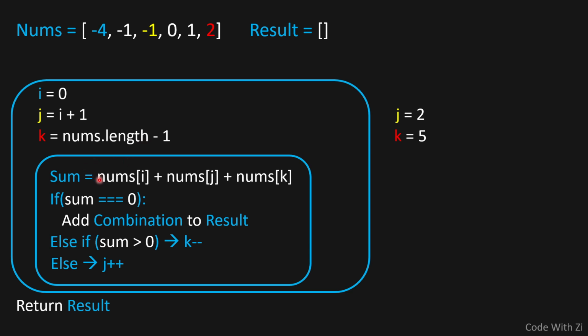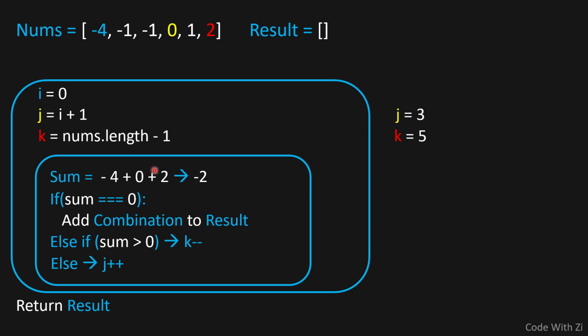So our new sum is gonna be equal to -4 plus -1 plus 2, and that's gonna be equal to -3 again. And as you can see, it's not equal to 0. Our sum is -3, so it's not equal to 0. Our sum is not greater than 0, so we're gonna increment j once more, like so. So our j is gonna be 3, and it's currently pointing to this number here. We're gonna calculate our sum again. Our sum is gonna be equal to -4 plus 0, because our j is pointing to this number here, plus 2, and that's gonna be equal to -2.